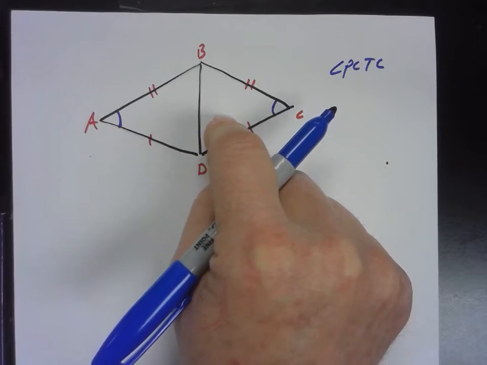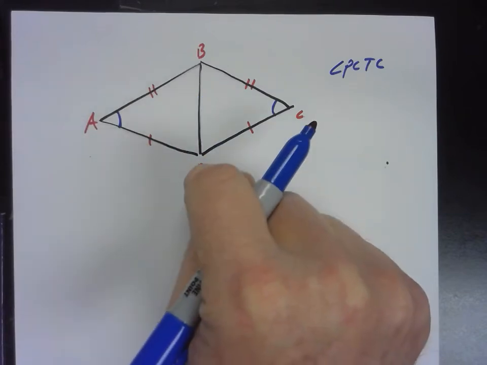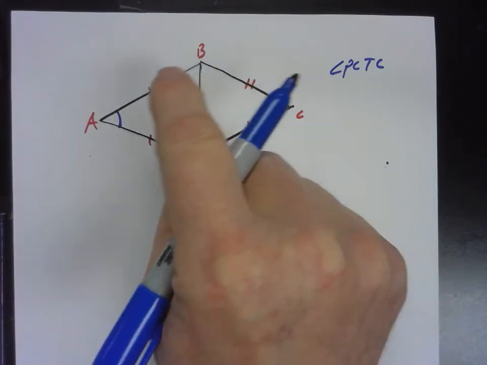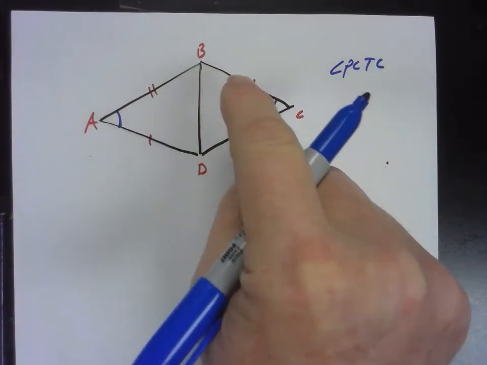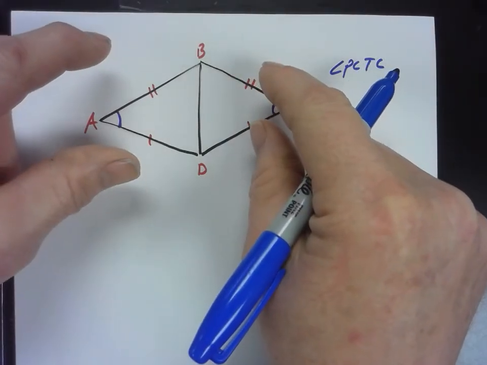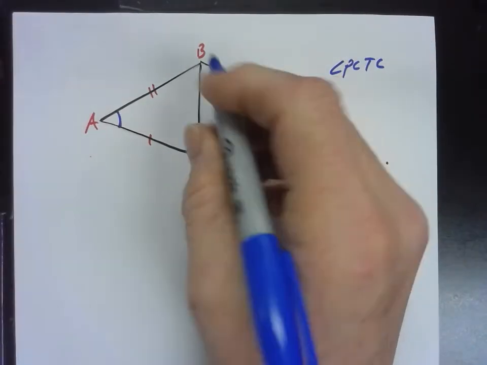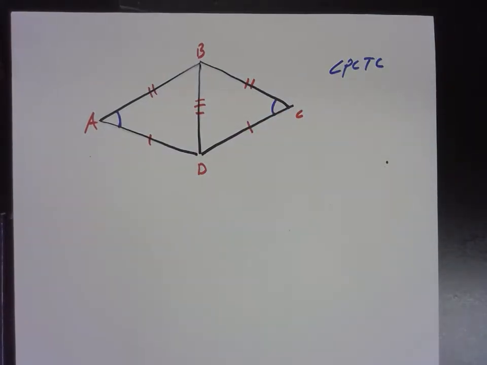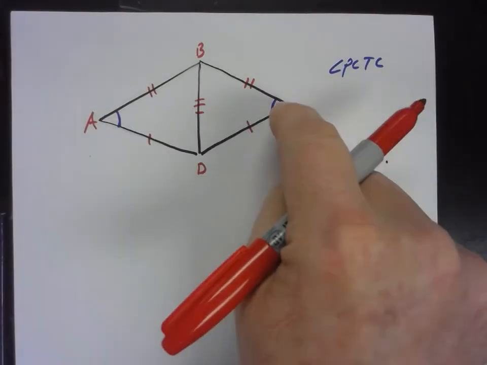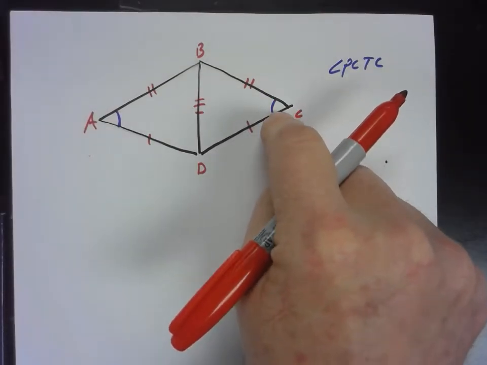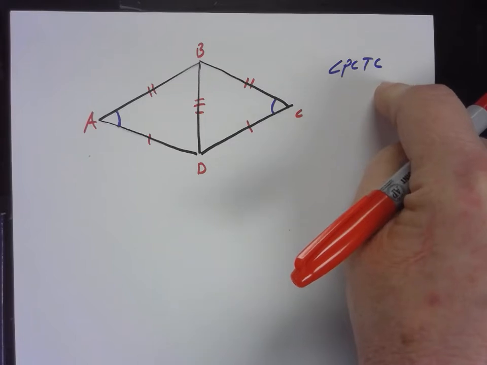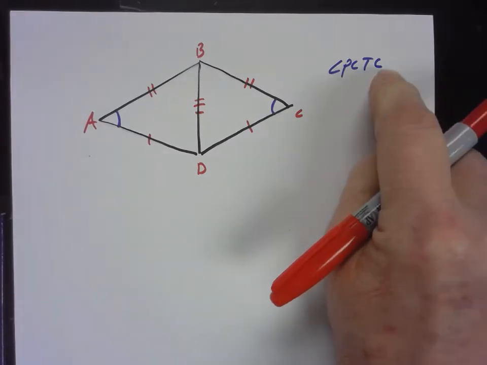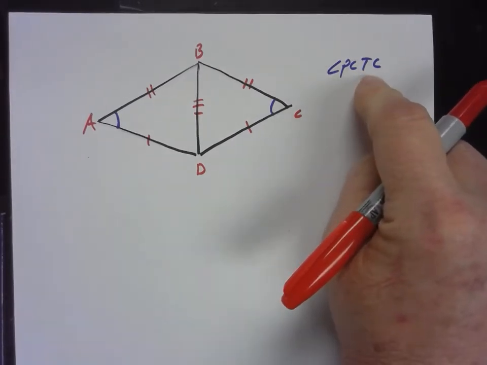Side, side, side. Do we have side, side, side? Not quite. Can we get side, side, side? With what's given, what else would we have to say? Okay, awesome. BD is congruent to itself. Then we can say side, side, side congruence. And then we can say angle A is congruent to angle C, and what's our reason? Corresponding parts of congruent triangles are congruent. Even though we write CPCTC, I want you guys to say corresponding parts of congruent triangles are congruent.